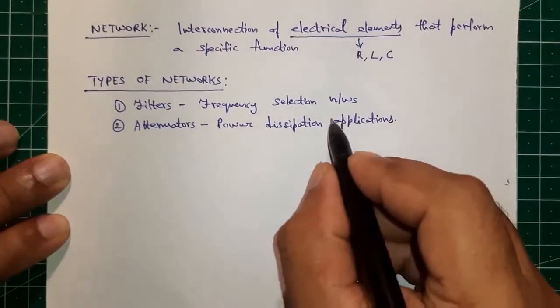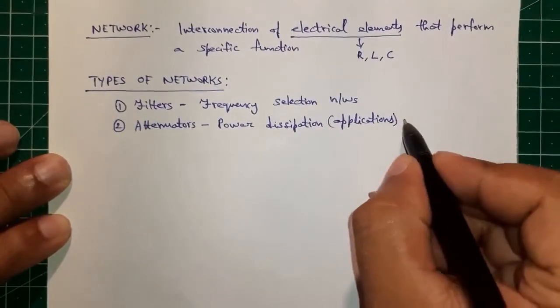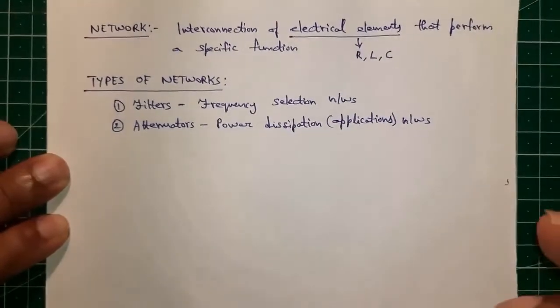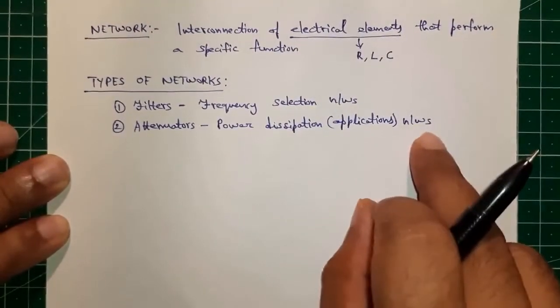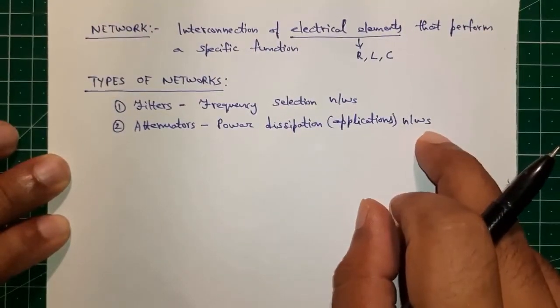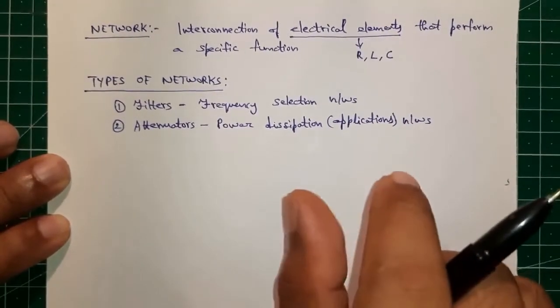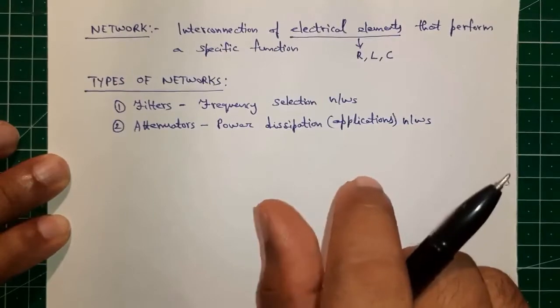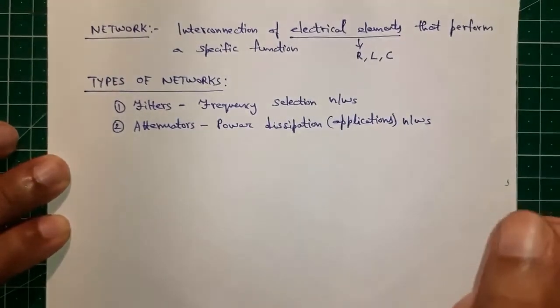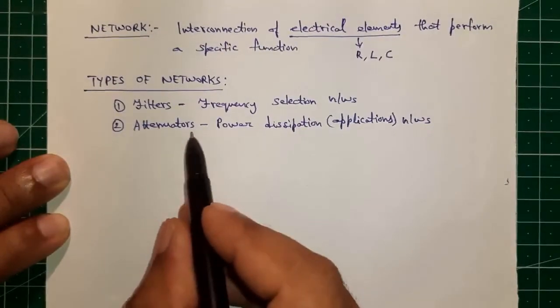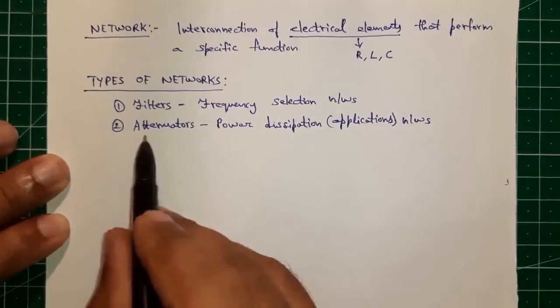Okay, so networks used for that. Power dissipation, for example, in speaker volume control. You'll be controlling the volume by means of a knob. So actually we are adjusting the parameters of an attenuator there.